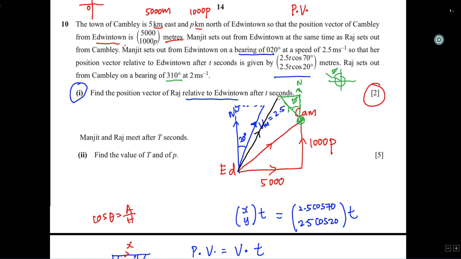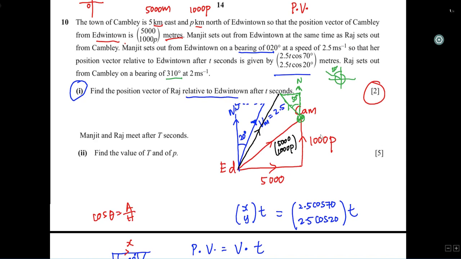Just assume this is a resultant vector. If this is a resultant vector, the black color one, you basically need to use this vector plus this vector. Correct or not? Because if this is a resultant vector, you just need this vector plus this vector. This vector we have already. This is the vector he gave us at the very beginning. The position vector basically is 5000 and 1000p. But then we don't have the green color one.